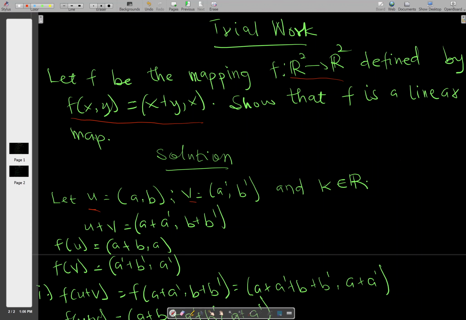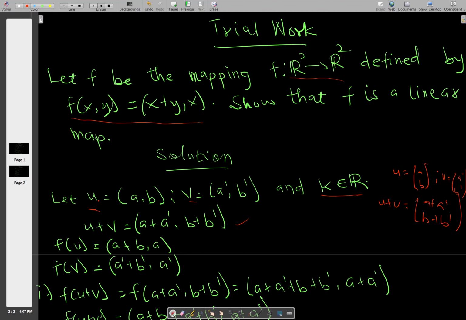Okay, and a scalar k. Is what? A real number, and it is also a field, right? So now let's find the sum of these two vectors. So we have u plus v. You see, u is (a, b), v is (a', b'). So u plus v is given by (a plus a', b plus b'), right? So that's what we have here: (a plus a', b plus b').